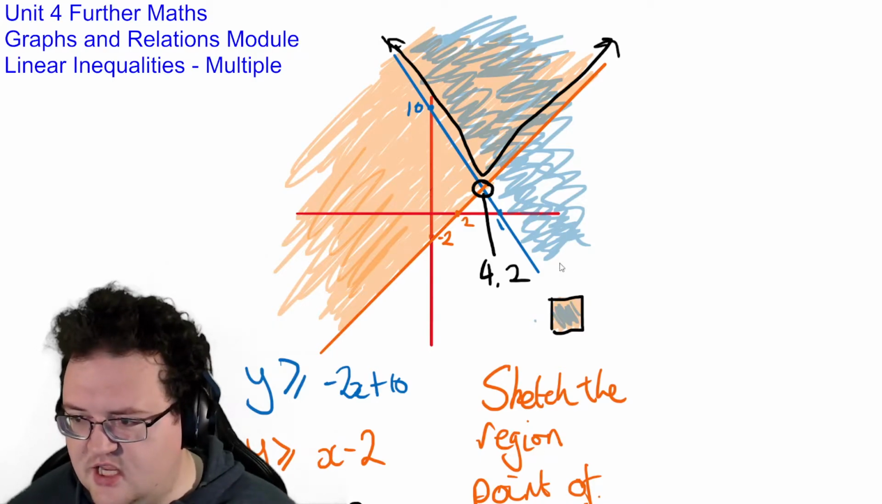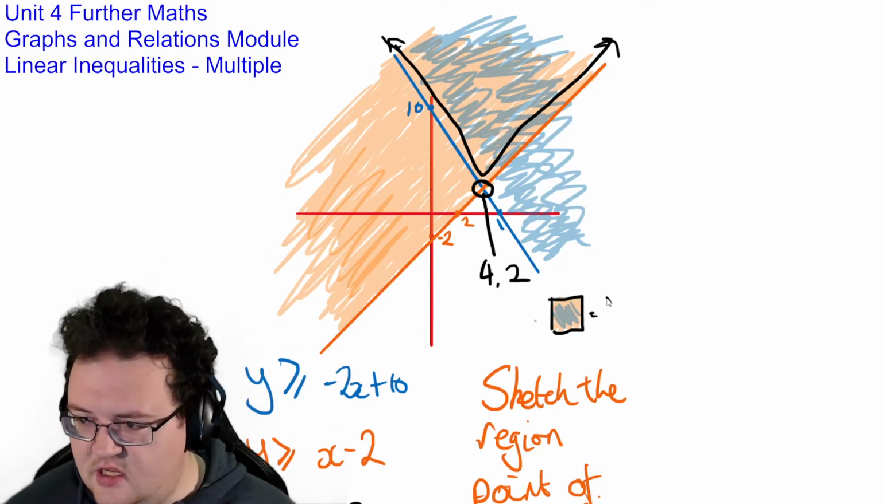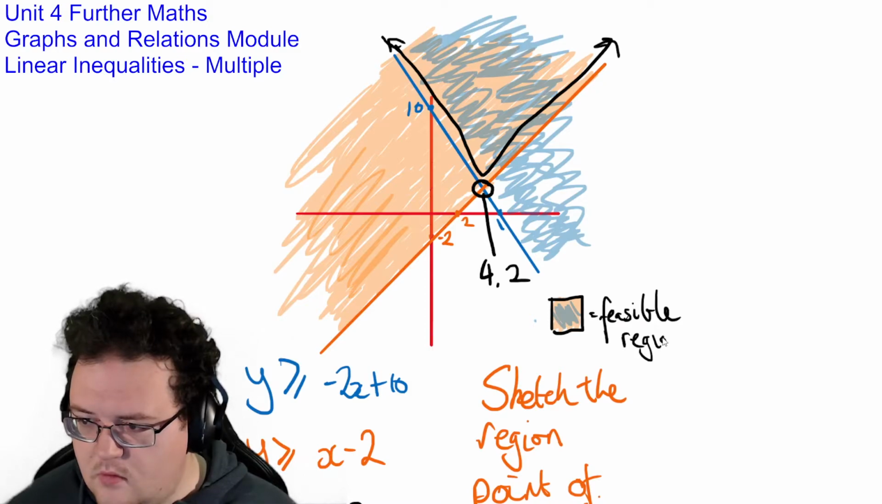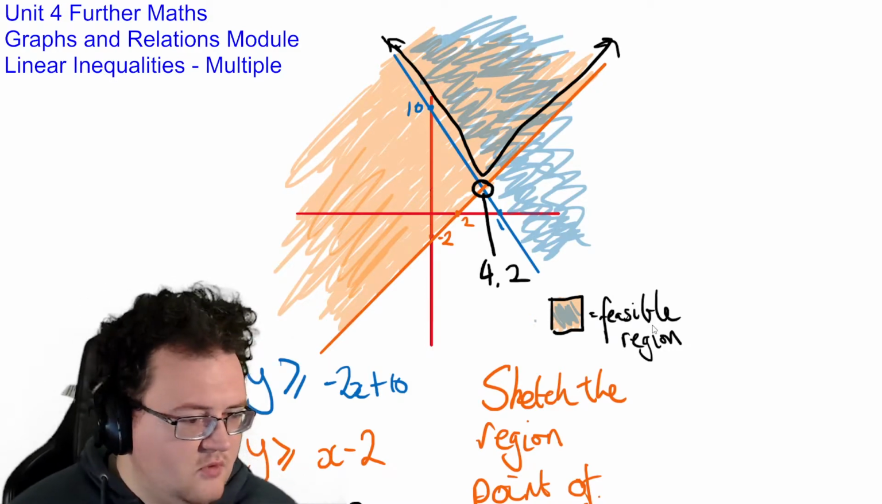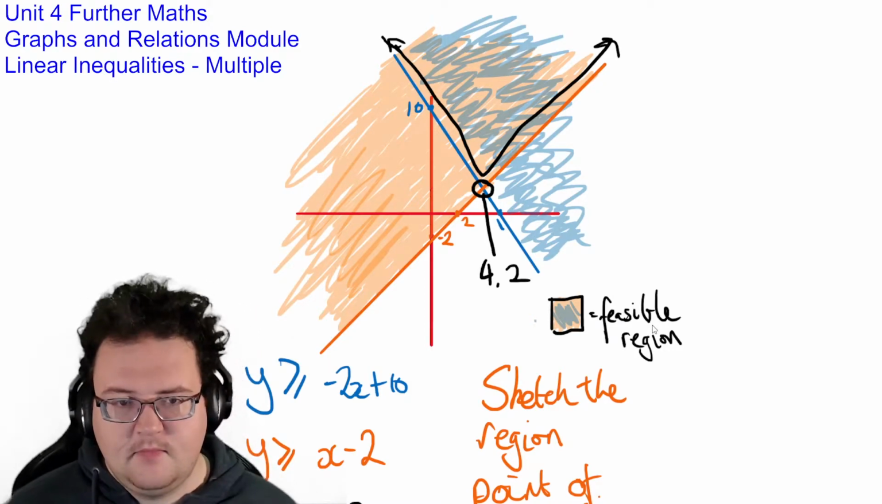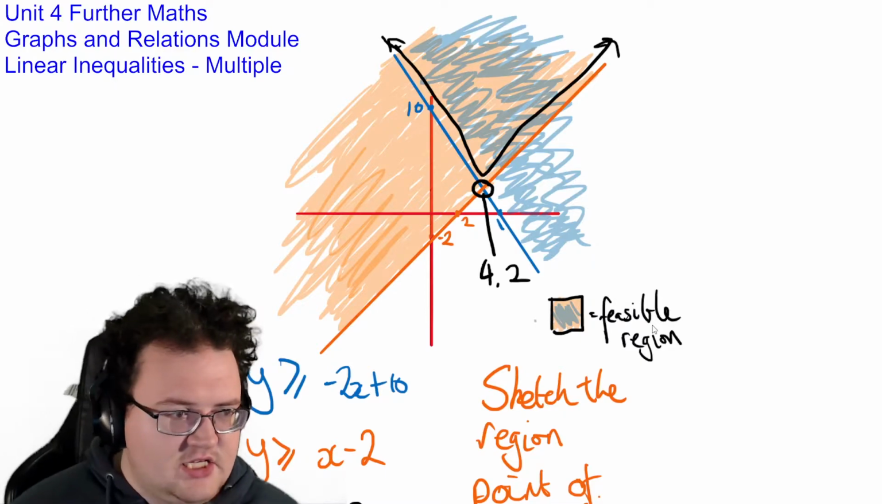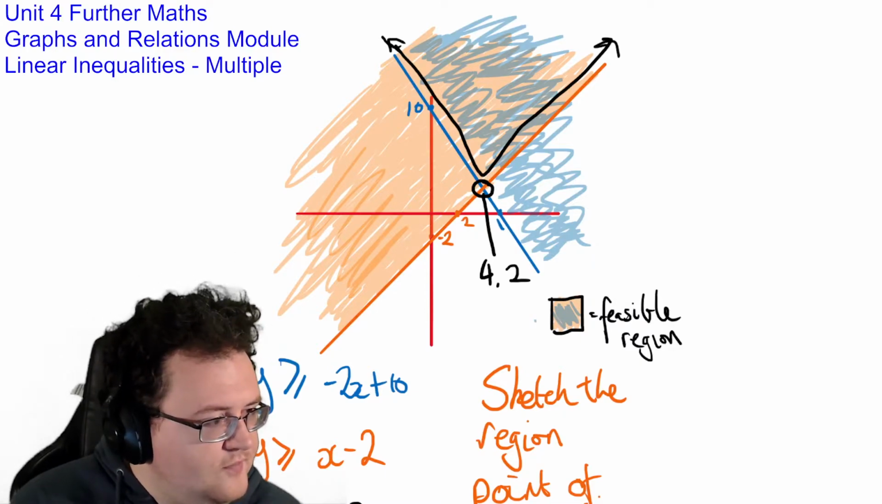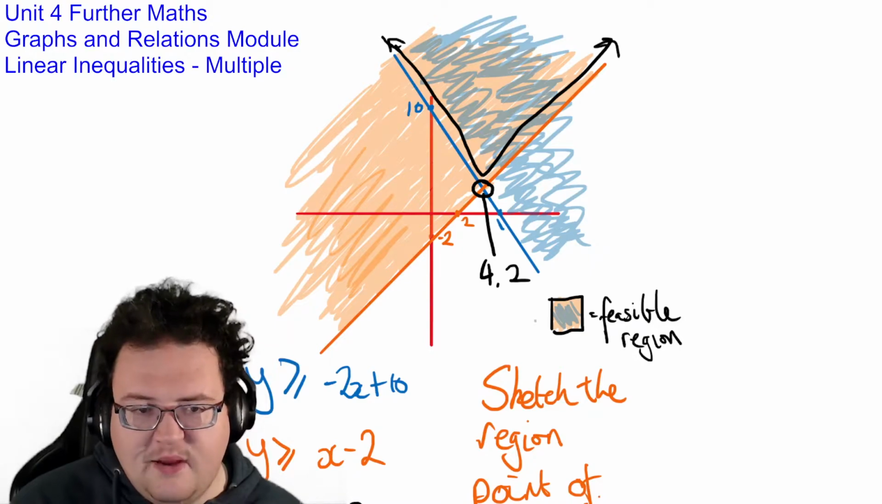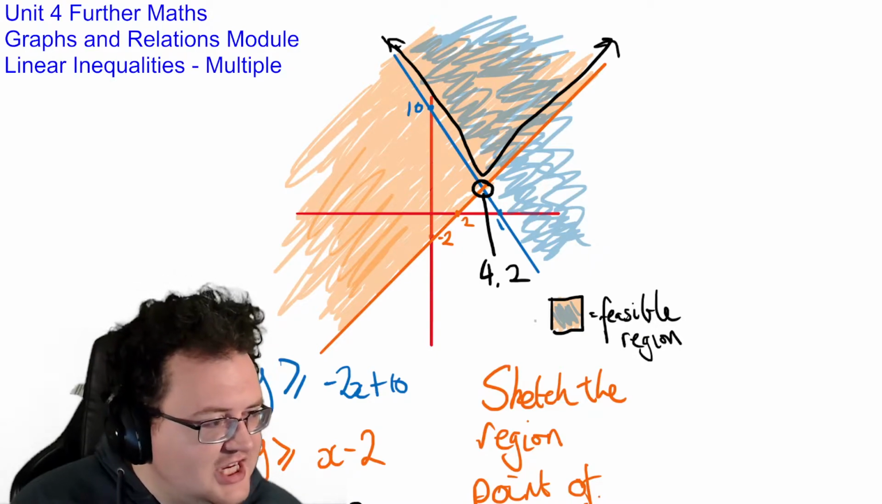And then you would just call this the feasible region. That's what the question is actually asking, and that's what the question is caring about. The word feasible will make more sense when we go into the applications of these.